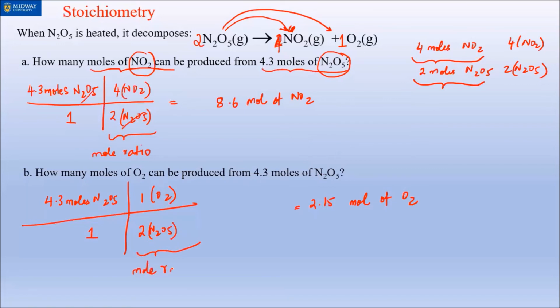Why do we need the mole ratio? For everything in life, there's a rationale for why we do it. Because we have to get rid of this N2O5, and this is in moles. And the only way we can get rid of this moles of N2O5 and get moles of NO2 or moles of O2 for the second part, we have to use the idea of mole ratio, and that's all.